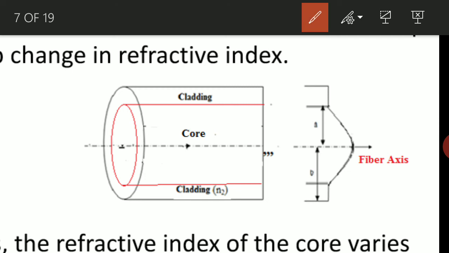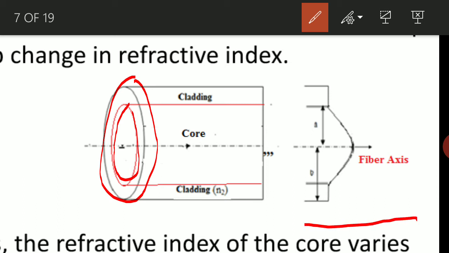In the graded index fiber, once again this is the core and the cladding of the fiber. When you come to the refractive index on the right hand side, this is the fiber axis. This is very important here. With respect to the fiber axis, we can observe from the tip here that the core is not made up of uniform refractive index. Try to understand, this is the important part in the graded index. That is, the refractive index is maximum at the axis of the fiber.